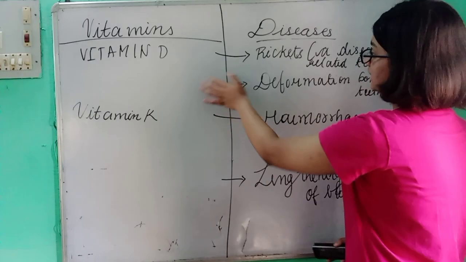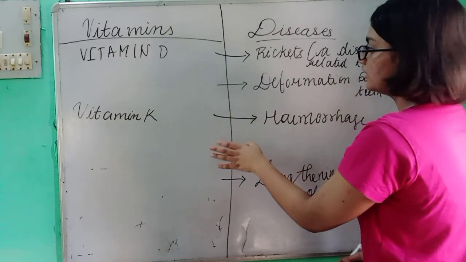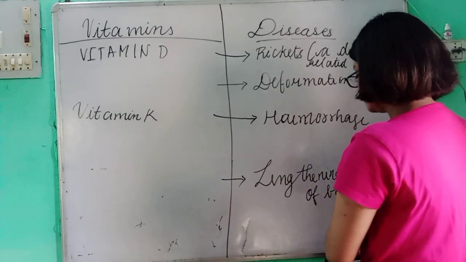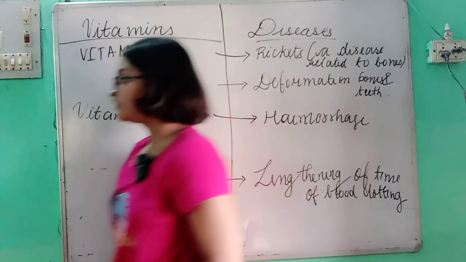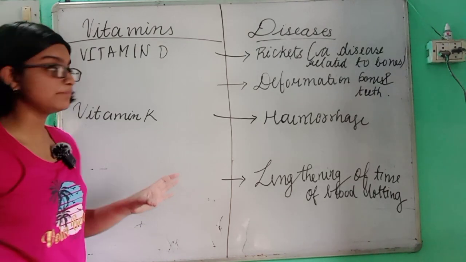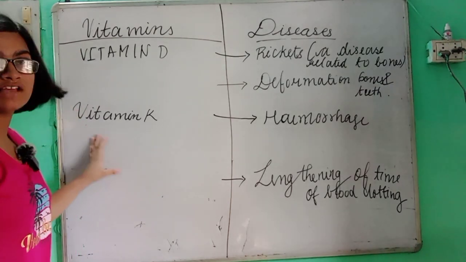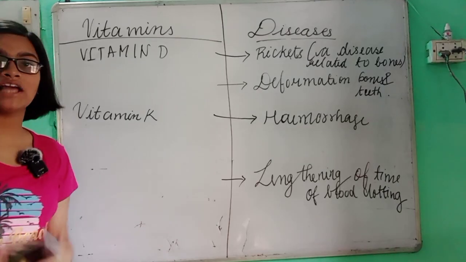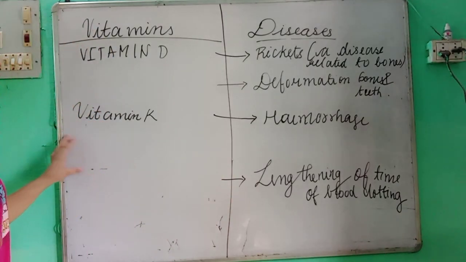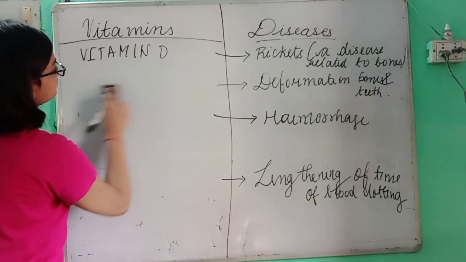So this is vitamin D, rickets, a disease related to bones, and deformation of bones and teeth. Then vitamin K causes hemorrhage and lengthening of time of blood clotting. Then let us move on to vitamin B complex. Vitamin B complex has a number of vitamins: vitamin B1, vitamin B2, vitamin B3, vitamin B6, vitamin B12. I hope this is clear. Now let us move on to vitamin B complex.